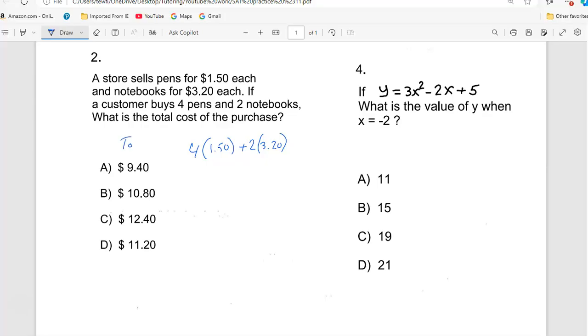That is the total cost, which is equal to 4 times 1.50. You can use your calculator, but that should be 6, right? Plus 2 times 3.20, that is 6.40. And if you add them together, that's going to give you 12.40, which is choice C.